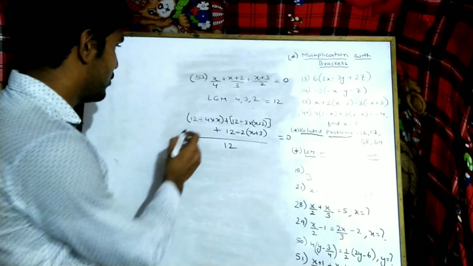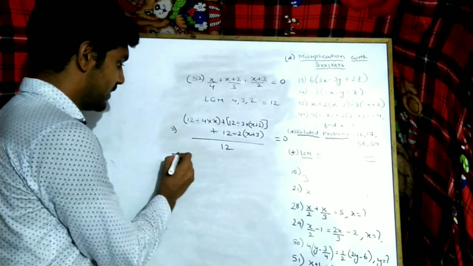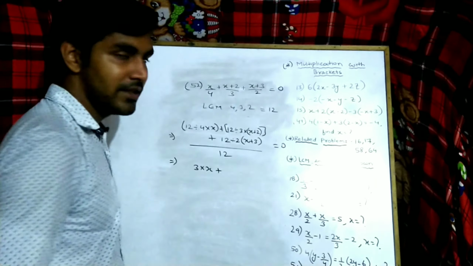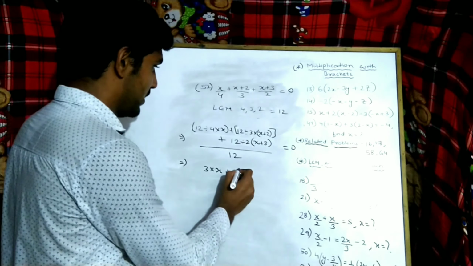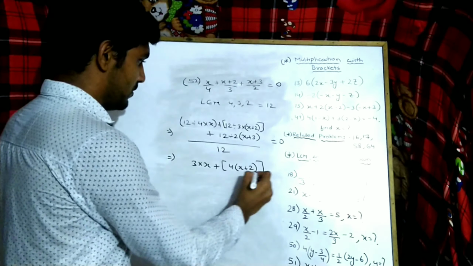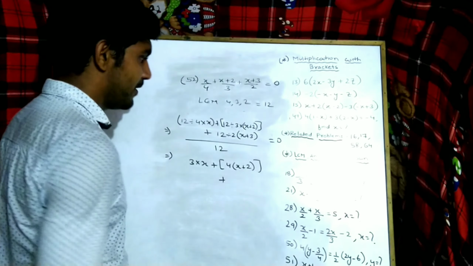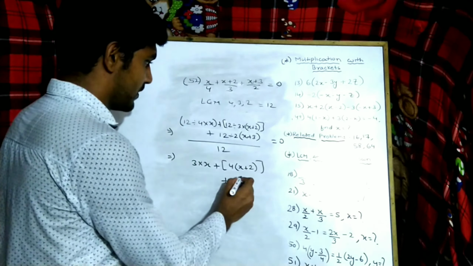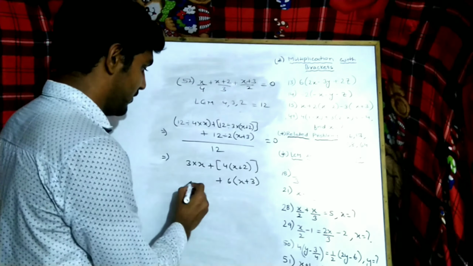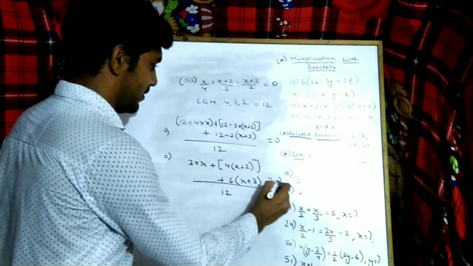Okay? Now 12 divided by 4 is equal to 3. 3 into x plus 12 divided by 3, 4. Okay? So 4 into x plus 2 plus 12 divided by 2, 6. 6 multiplied by x plus 3, divided by 12 is equal to 0.